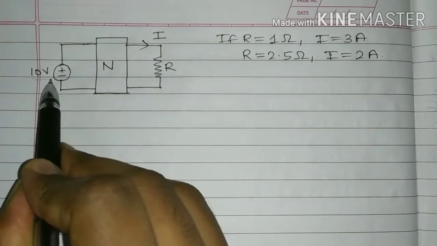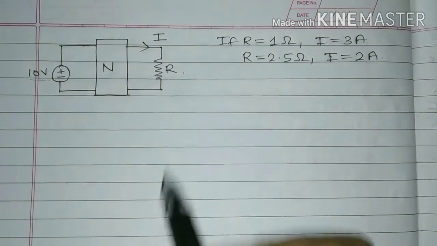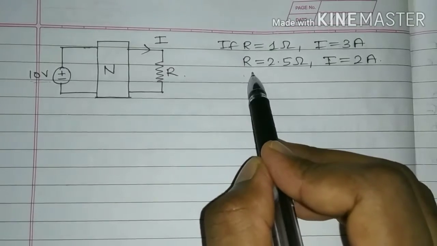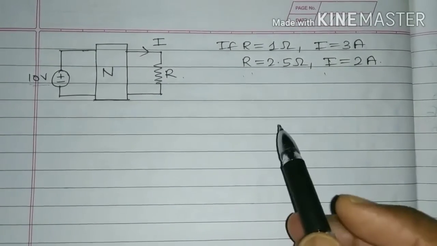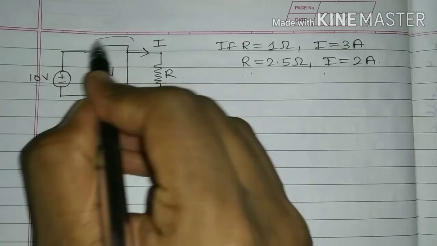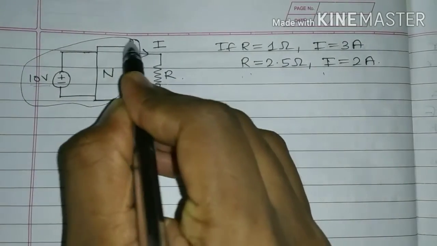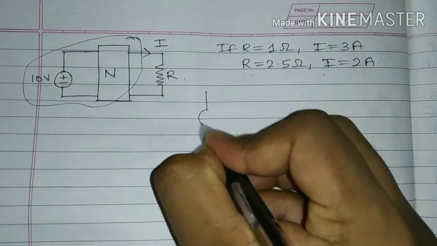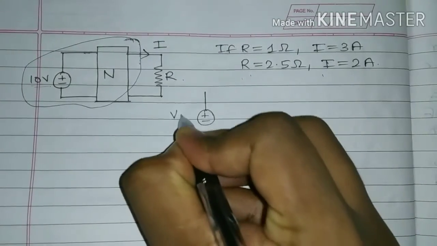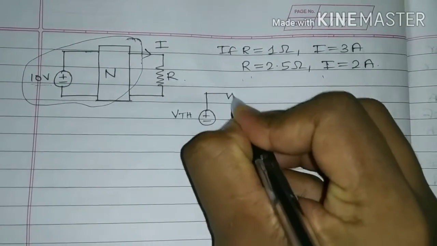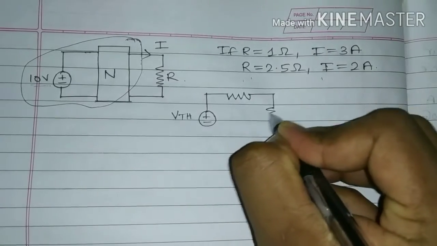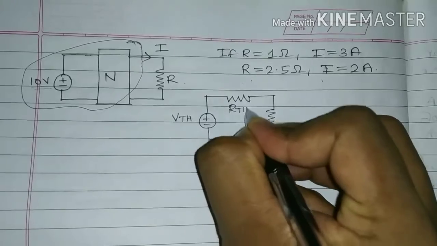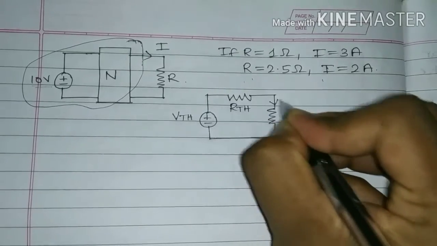A 10 volt source is connected at the input and a resistor R at the output, and I is the current flowing. These are the values of the resistors and their corresponding currents. Now we can replace the complete network by a Thevenin equivalent circuit which consists of VTh and RTh. So this is VTh, RTh over here, and the resistor R. And I is the current flowing through them.